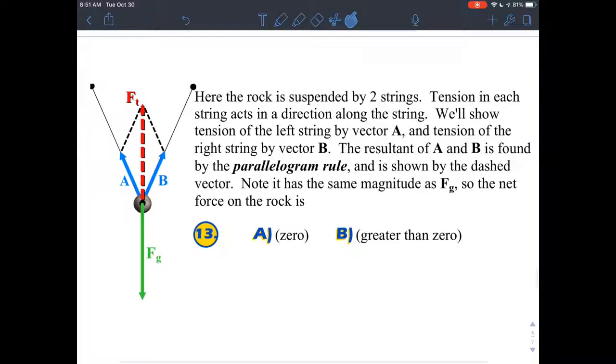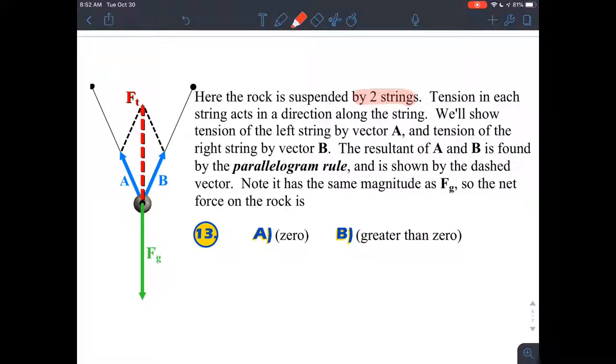So now we've got the same deal going on. The rock is now suspended by two strings. Tension in each string acts in a direction along the string. We'll show tension of the left string by vector A and tension in the right string by vector B. The result of A and B is found by the parallelogram rule and is shown in the dashed vector. Note that it's the same magnitude as Fg.